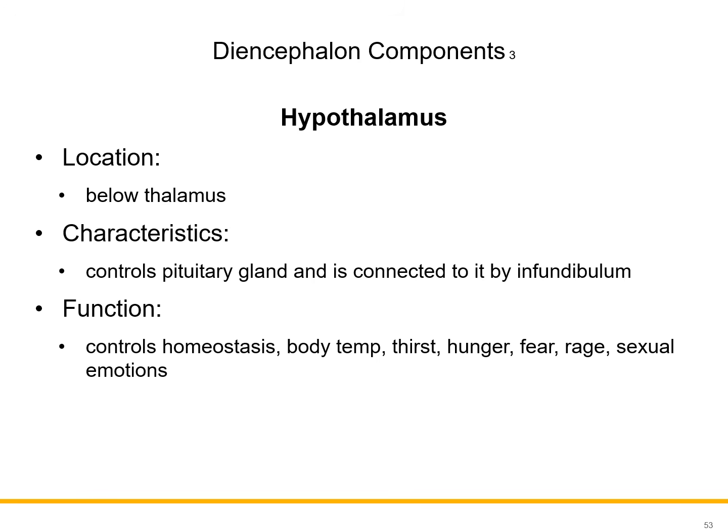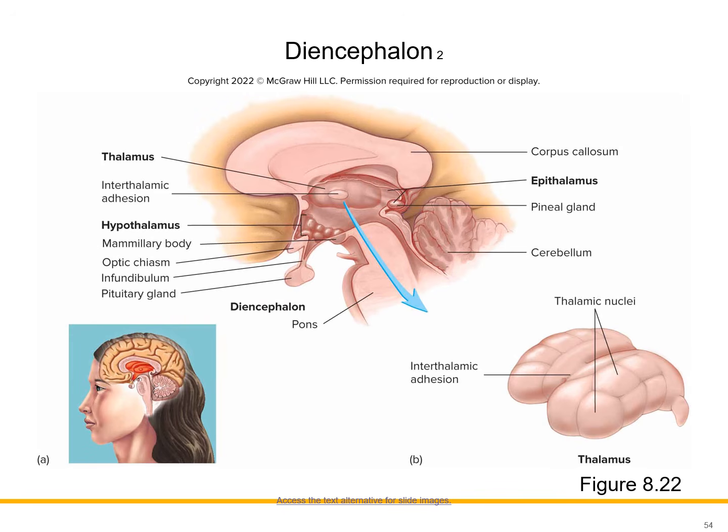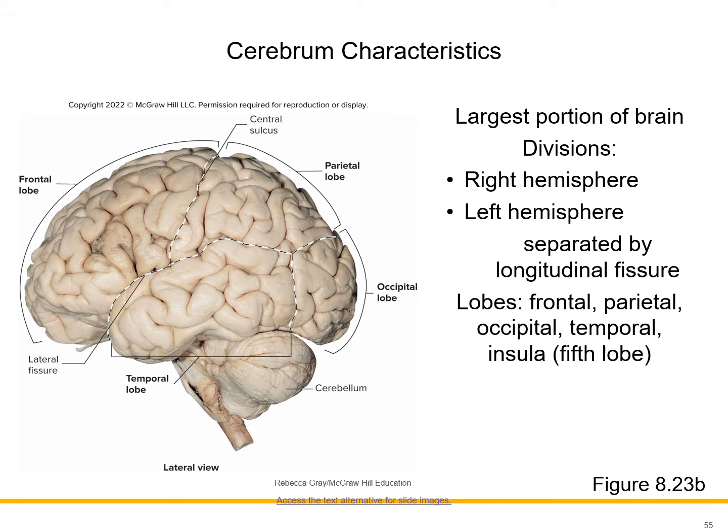So, the hypothalamus mainly controls the pituitary gland na pag-uusapan din po natin further when we get into the endocrine system. The structure that connects the hypothalamus to the pituitary gland is known as the infundibulum. And listed here are its functions. This slide shows us an illustration of all the structures that make up the diencephalon. Let's now talk about the cerebrum.